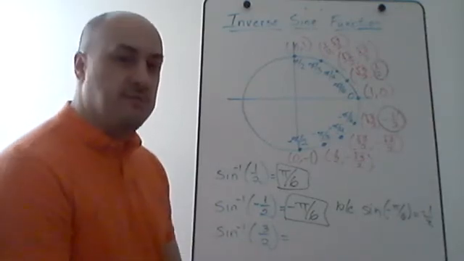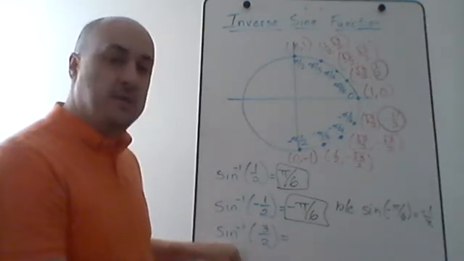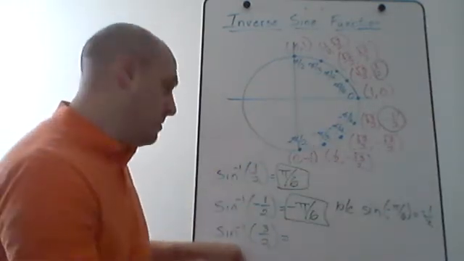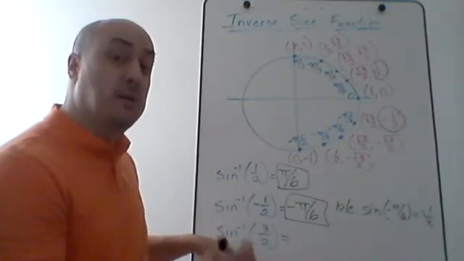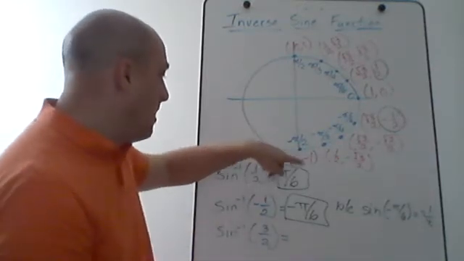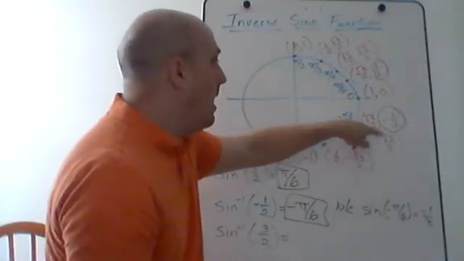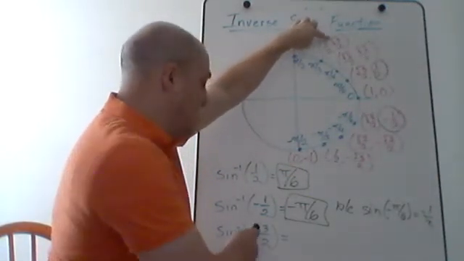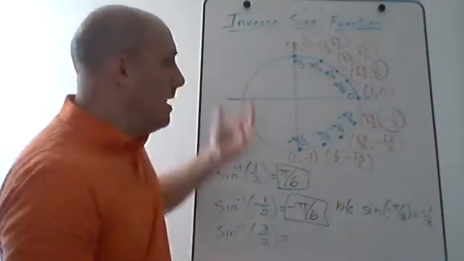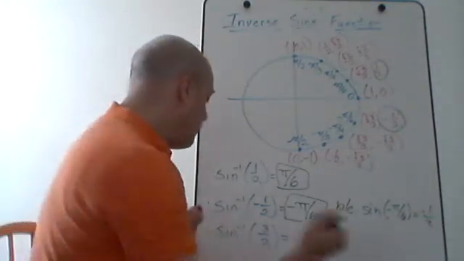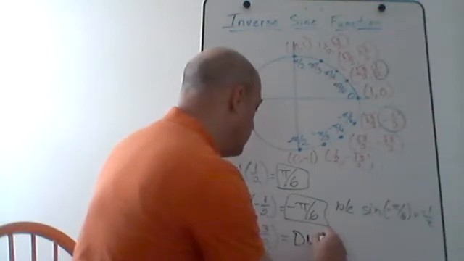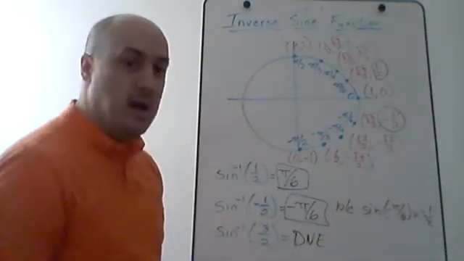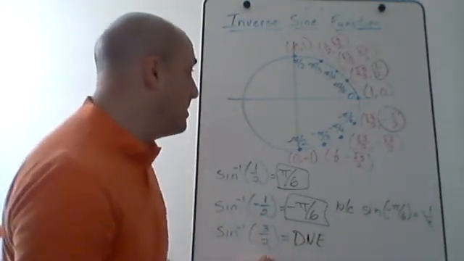Next one, sine inverse of 3/2. Sine inverse tells me I'm looking at just the right half of the unit circle. The sine here tells me I'm looking for just the y coordinate. So I'll go around the y coordinate and I'm looking for a y coordinate of 3/2, not square root of 3 over 2, just 3 over 2. And I don't see it anywhere. The sine inverse of 3/2 is undefined, or it does not exist. DNE stands for does not exist.